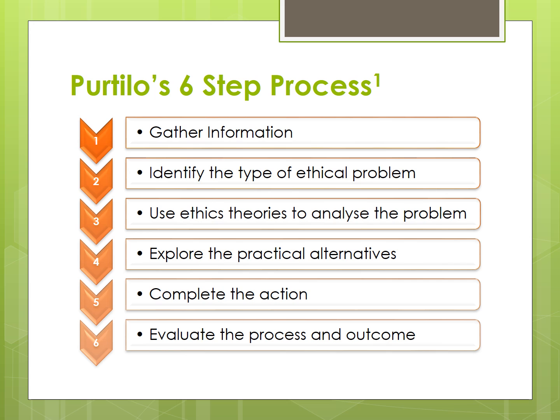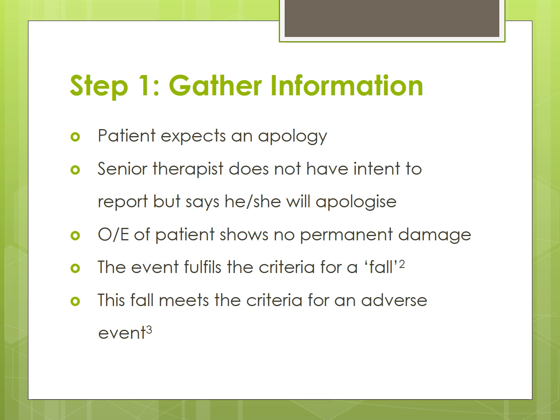As previously mentioned, we'll be using Pitello's 6-step process to decide how to progress with this situation. The first step is to gather all the relevant information. Upon discussing the event with the patient and the senior therapist, you find that the patient expects an apology but does not particularly want to cause a fuss. The senior therapist does not appear to have an intent to report the incident, but does agree that he or she will apologise. An objective examination of the patient shows no signs of permanent damage or anything to suggest a concussion.